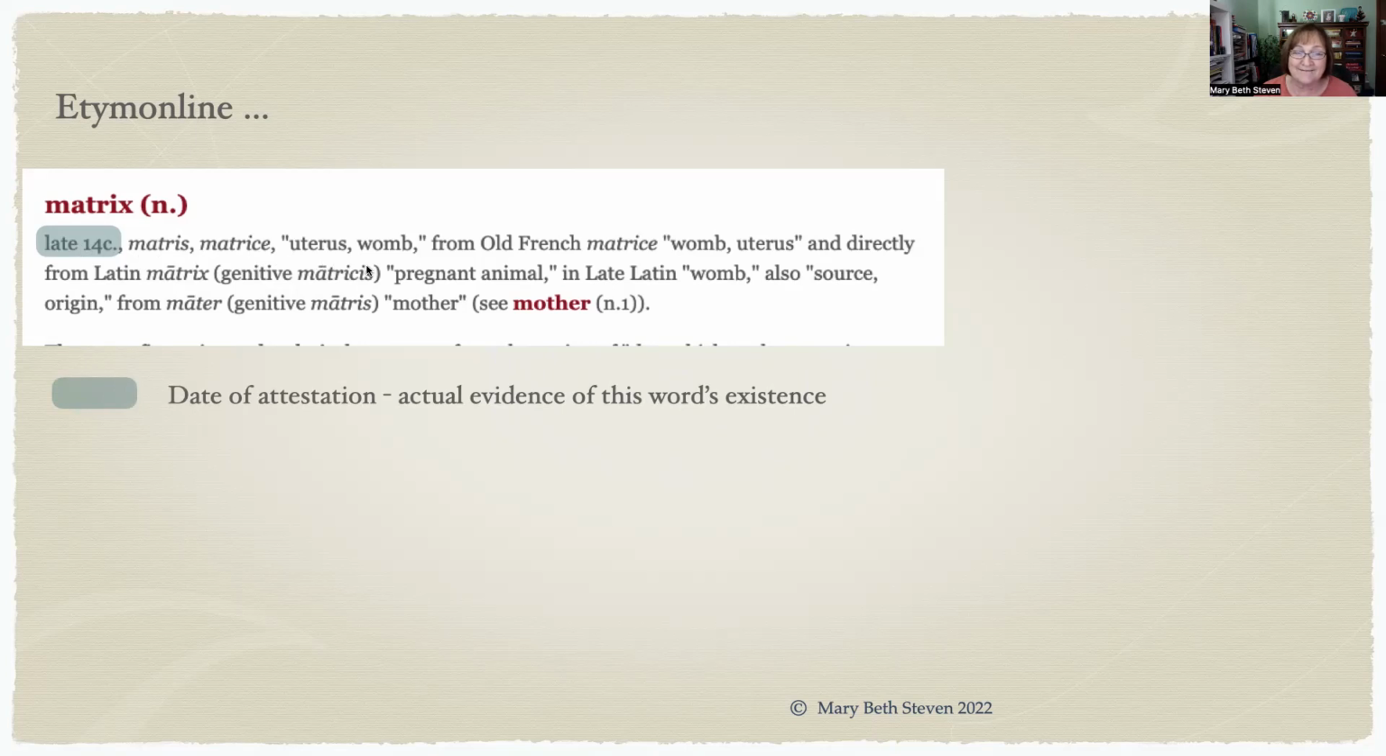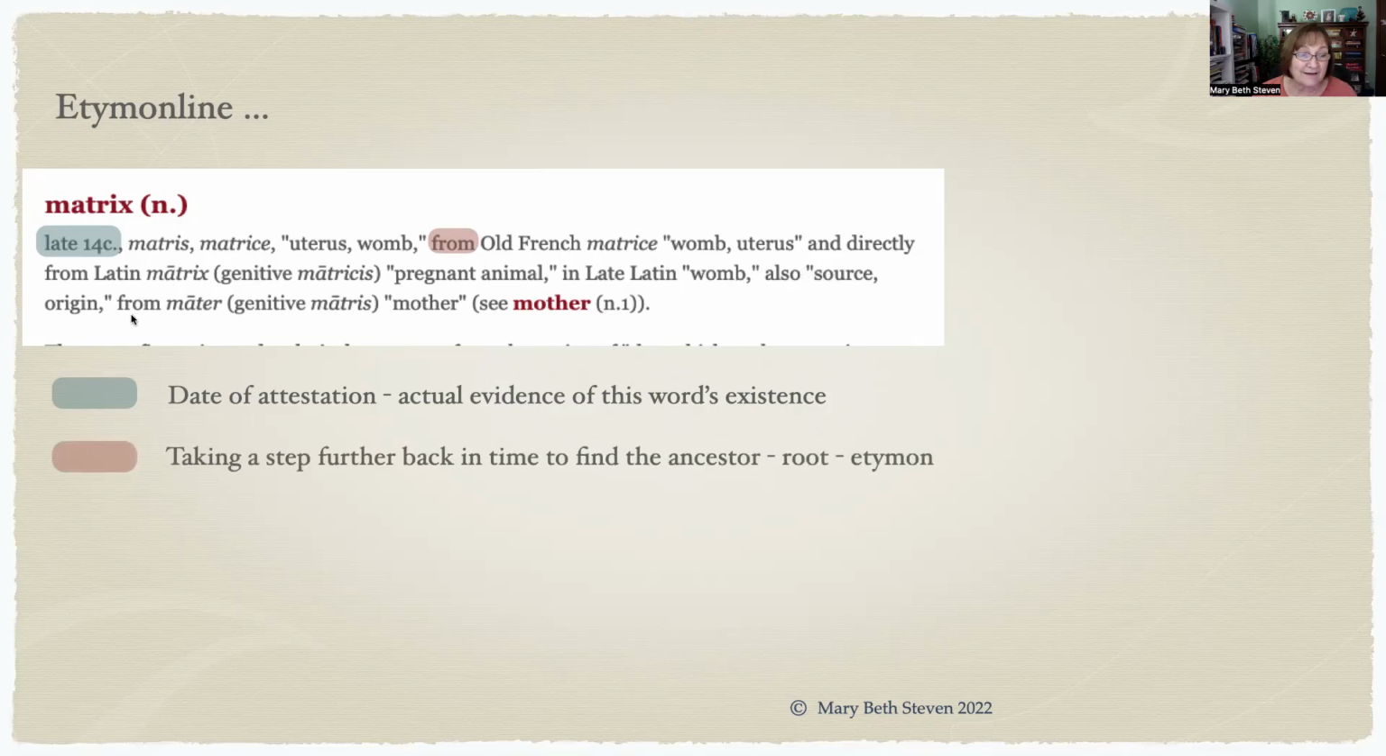Imagine that. Now, prior to late 14th century, and that's what this word "from" indicates, that we're taking a step further back in time, it is from Old French, and it was spelled M-A-T-R-I-C-E, also used to mean womb or uterus. And directly from Latin, M-A-T-R-I-X. The genitive spelling was M-A-T-R-I-C-I-S. And look at that spelling in Latin. It's exactly the same spelling we have today.